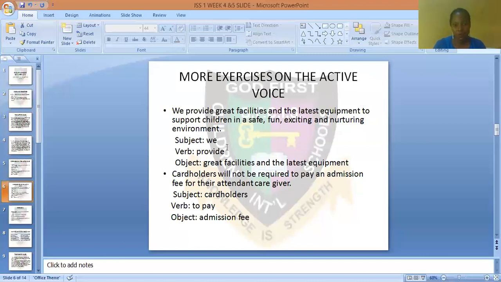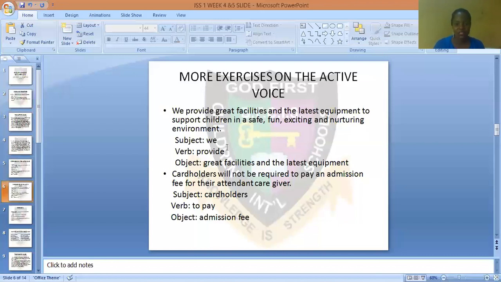Another example, so these are more exercises. We provide great facilities and the latest equipment to support children in a safe, fun, exciting, and nurturing environment. So what is the subject in this sentence? We. We is the subject of the sentence. Then the verb, to provide. To provide is the verb in the sentence. And the last here is the object, great facilities and the latest equipment.